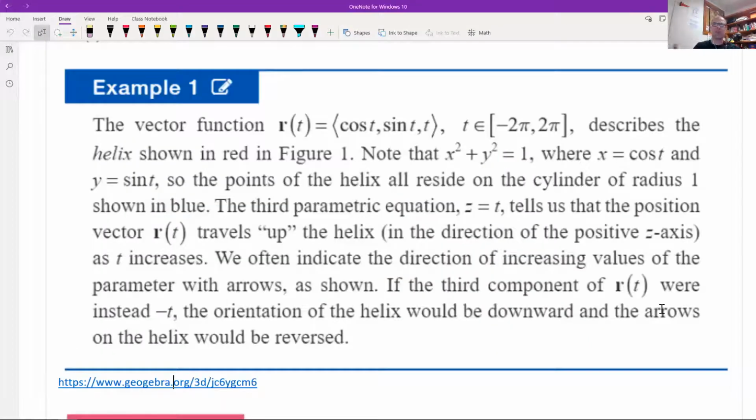So that was really just to introduce you to what that looks like. And know that the parameterization here, where x equals cosine of t and y equals sine of t, using basically polar coordinates, that's really handy because it allows us to travel around a whole circle.